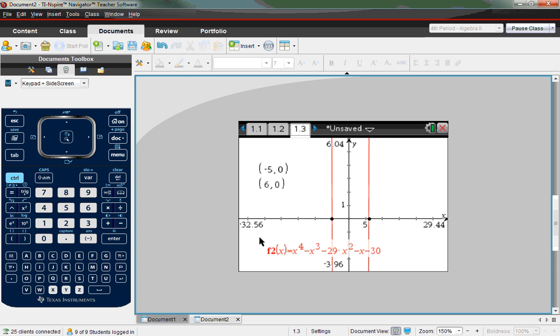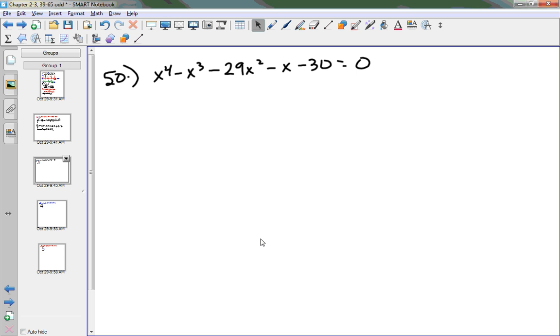I get these two values off of the graph. -5 and 6 are my zeros. Everybody agree with me on that? How do I prove algebraically that those are indeed factors of this polynomial? Synthetic division, how again? How would that prove it? Because your remainder should be 0. So what we're going to do is we're going to go ahead and do that now.